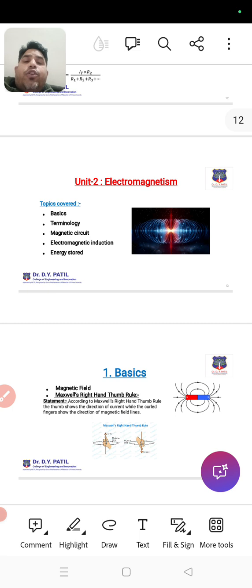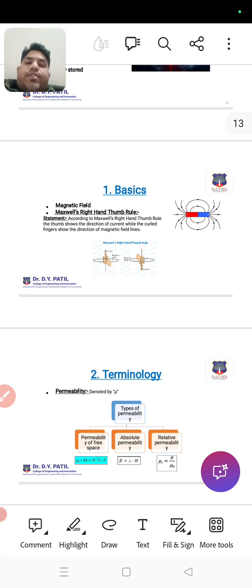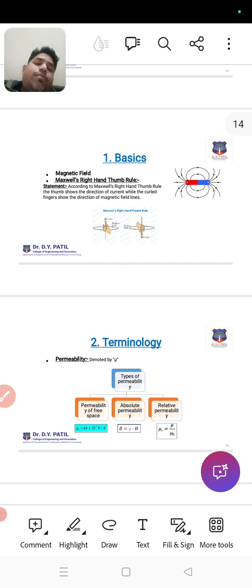The second unit is electromagnetism. Electromagnetism is the concept that when current passes through any conductor, magnetic flux is produced along it. We can call that an electromagnet. The second thing is the magnetic field. According to the right hand thumb rule, when a conductor is held in the right hand, the fingers show the magnetic field and the thumb indicates the direction of current.